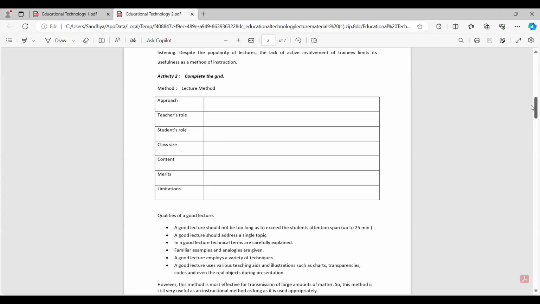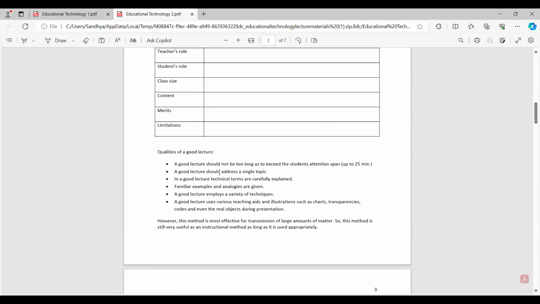So I have given below some points. First one, a good lecture should not be too long as to exceed the students' attention span. You're not going to talk about one topic for hours and hours. Instead, you will have breaks, and in between you can ask them some questions. You can get them to do some discussions and all that. So you can add another element every half an hour. Otherwise, the students will lose interest and they will not listen to your lecture. So you're not going to make it too long, and in between you're going to add variety to it. Second one, a good lecture should address a single topic.